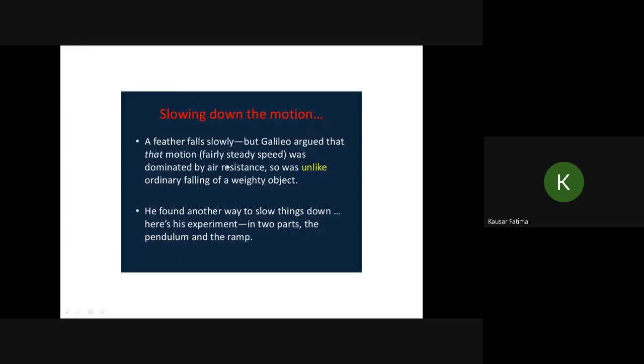A feather falls slowly, but Galileo argued that that motion, at a fairly steady speed, was dominated by air resistance. So it was unlike the ordinary falling of a weighty object. Of course, weighty objects experience less air resistance because they are denser than air. So he found another way to slow things down. Here is his experiment in two parts: the pendulum and the ramp.